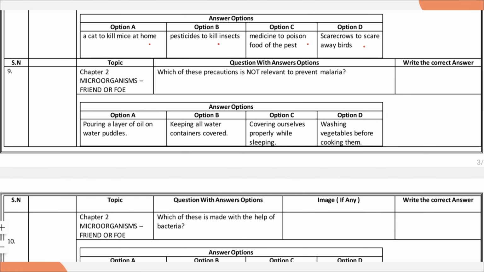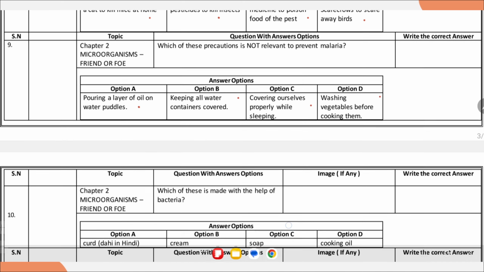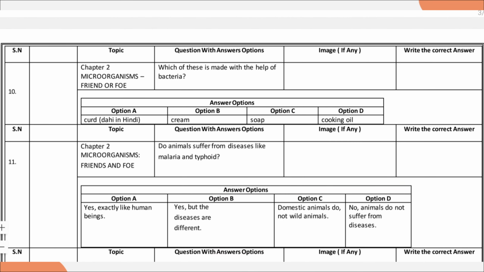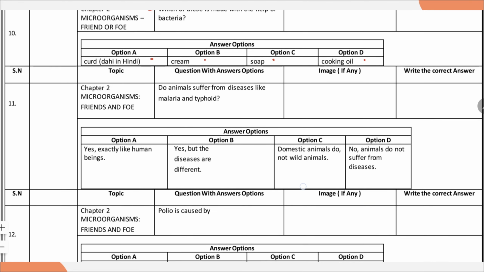Next question. Which of these precautions is not relevant to prevent malaria? Your options are pouring a layer of oil on water puddles, keeping all water containers covered, covering ourselves properly while sleeping, and washing vegetables before cooking them. Next question: which of these is made with the help of bacteria? Option A, curd. Option B, cream. Option C, soap. And the last option, cooking oil.